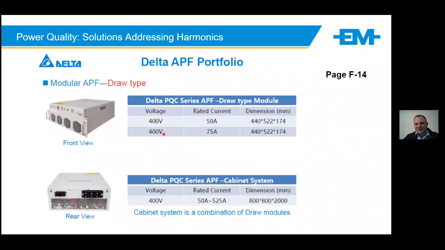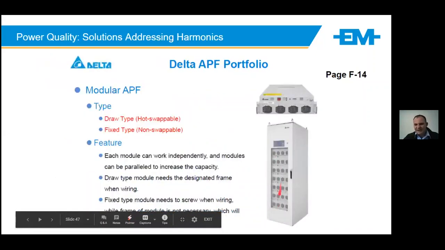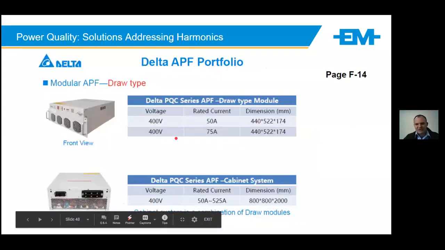These do come in different ranges and sizes. Typical sizes that we would be selling would be 50 amps. We do 75s. All right. The cabinets are stackable, as seen here, up to 7 units, depending on the configuration, can be stacked.